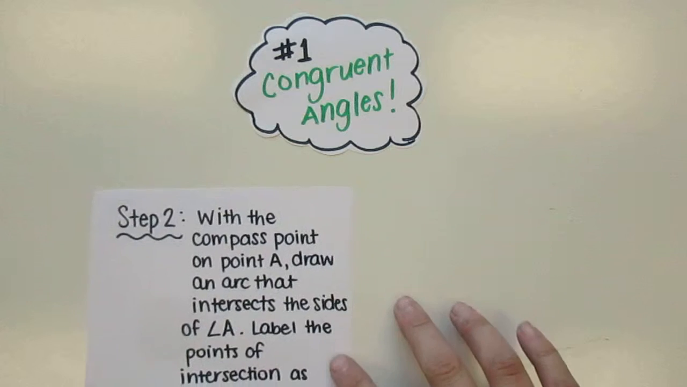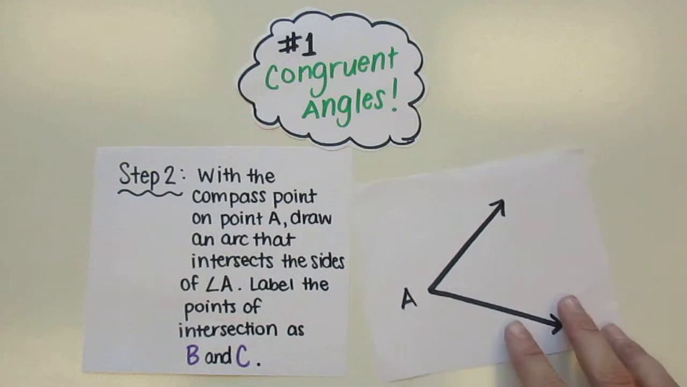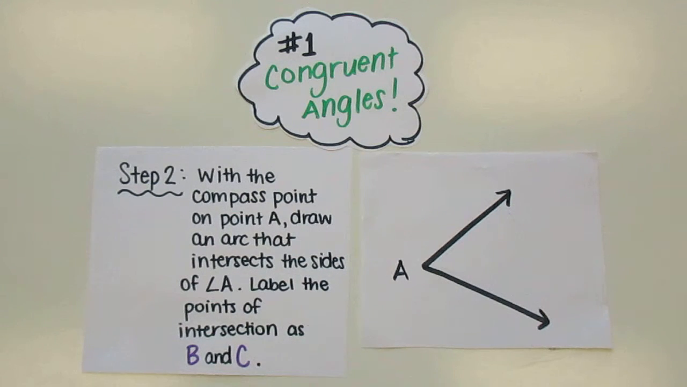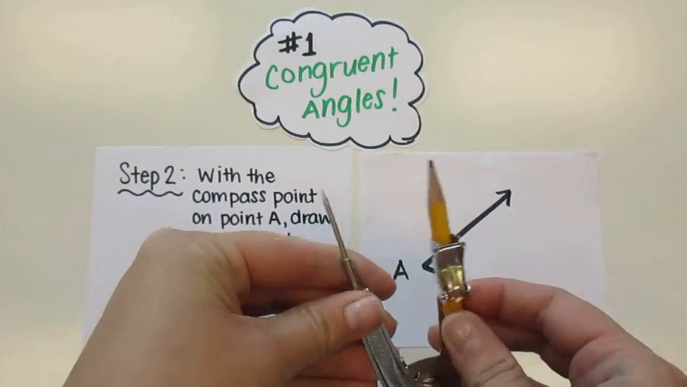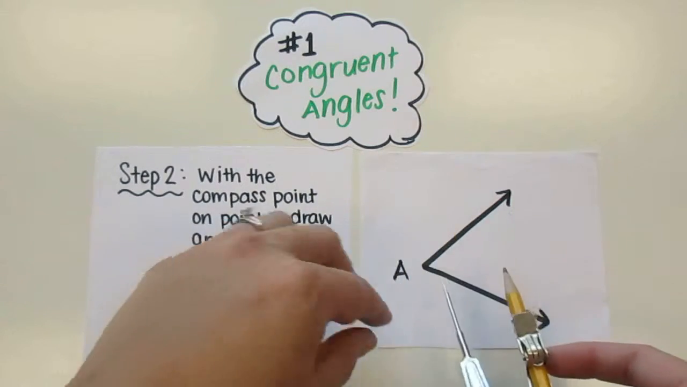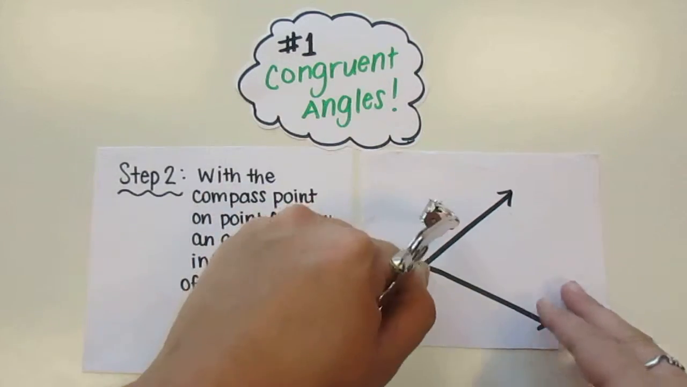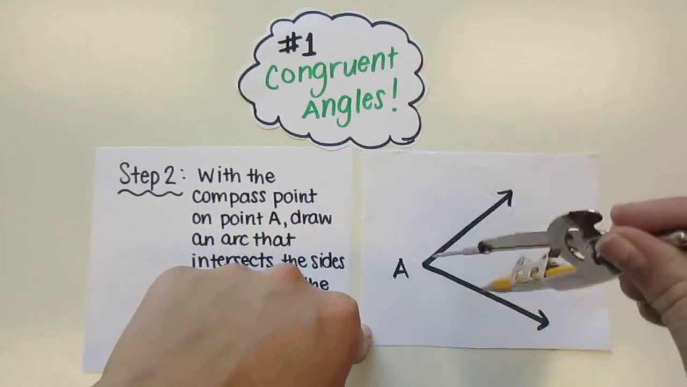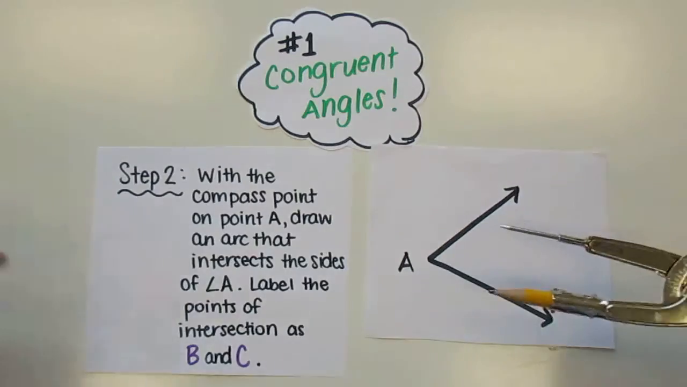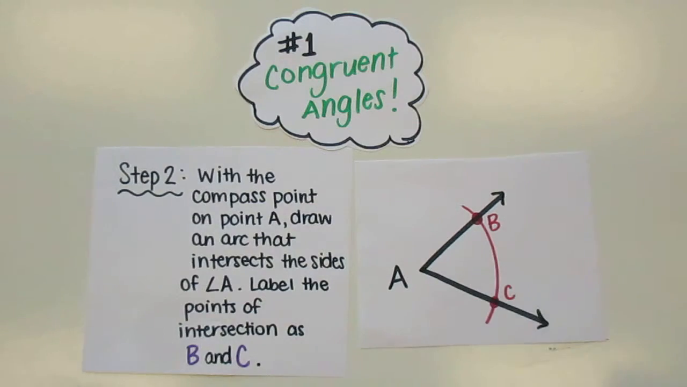Step 2 says with the compass point on point A. So we're back to our angle that we were given. We're going to draw an arc that intersects the sides of A and label the points of intersection as B and C. So you're going to take your compass, open it as wide or as small as you want it to be, put the point on point A, and just draw an arc. So you're going to put the pencil down and just lightly go across. It doesn't have to be dark, you don't have to see it very clearly, but you do need to know where it intersects those 2 points. And you'll end up something similar to that.